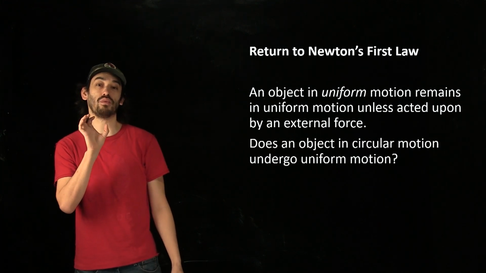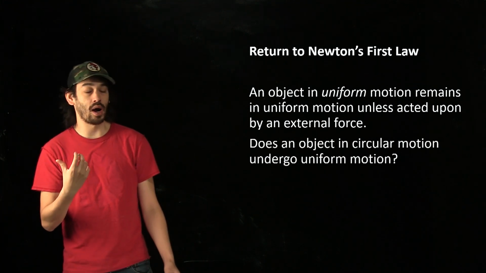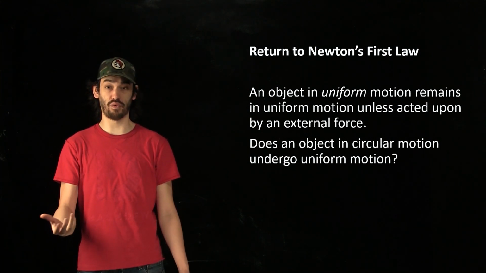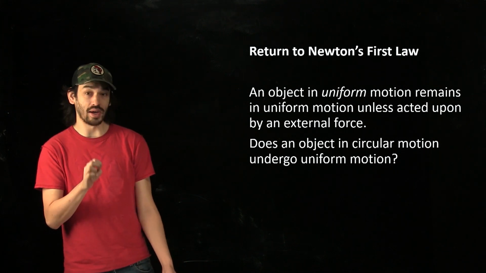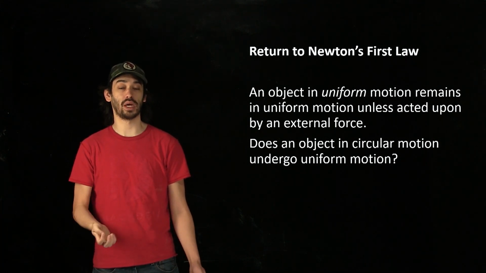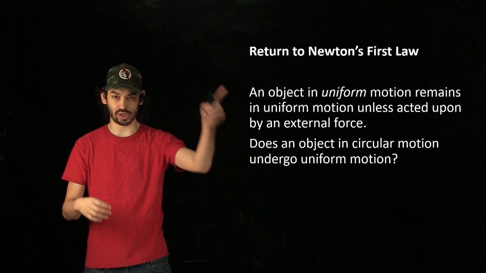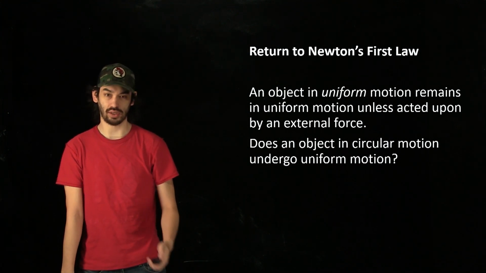And so something we want to ask ourselves is, if some object is undergoing circular motion, does it have uniform motion? And we realize that it actually doesn't have uniform motion, because if something's going around the arc of a circle, it's always changing the direction of the velocity.